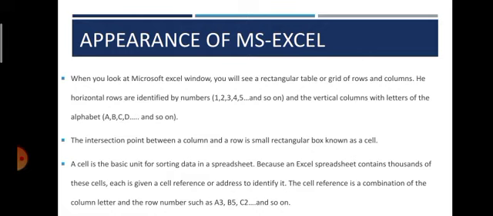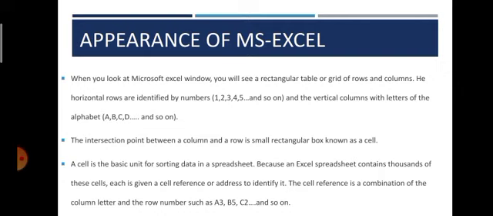So what is a cell? A cell is the basic unit for storing data in a spreadsheet. Because an Excel spreadsheet contains thousands of these cells, each is given a cell reference to identify it. So there are thousands of cells in Microsoft Excel, and to identify a particular cell, it is given a cell reference or address. This cell reference is a combination of the column letter and the row number.